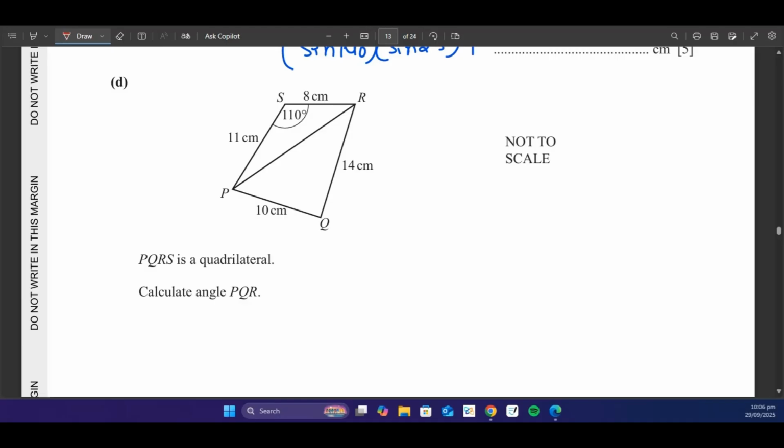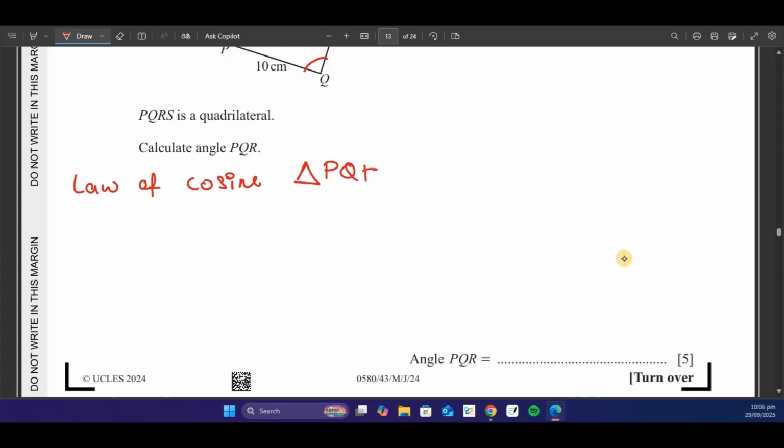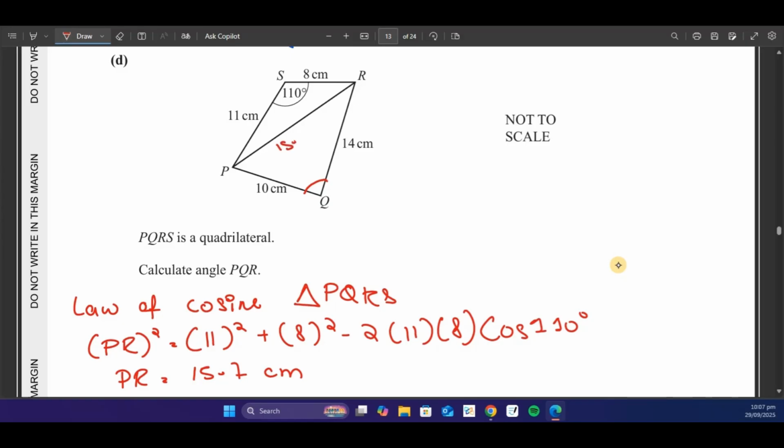Calculate the angle PQR. So we need PQR. We need this angle over here. Okay. So how do you find that? We're gonna use the law of cosine. So triangle PQS. That would mean the side PR whole squared is equal to 11 squared plus 8 squared minus 2 into 11 into 8 cos 110 degrees. Alright, then we're going to say PR is equal to 15.7 centimeter. So we've got PR, which is this line over here, 15.7.